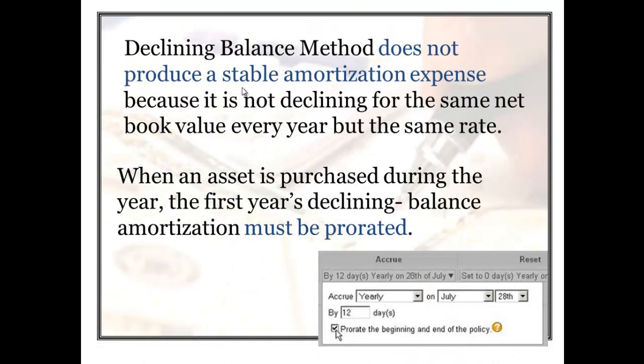So when an asset is purchased during the year, the first year's declining balance amortization must be prorated.